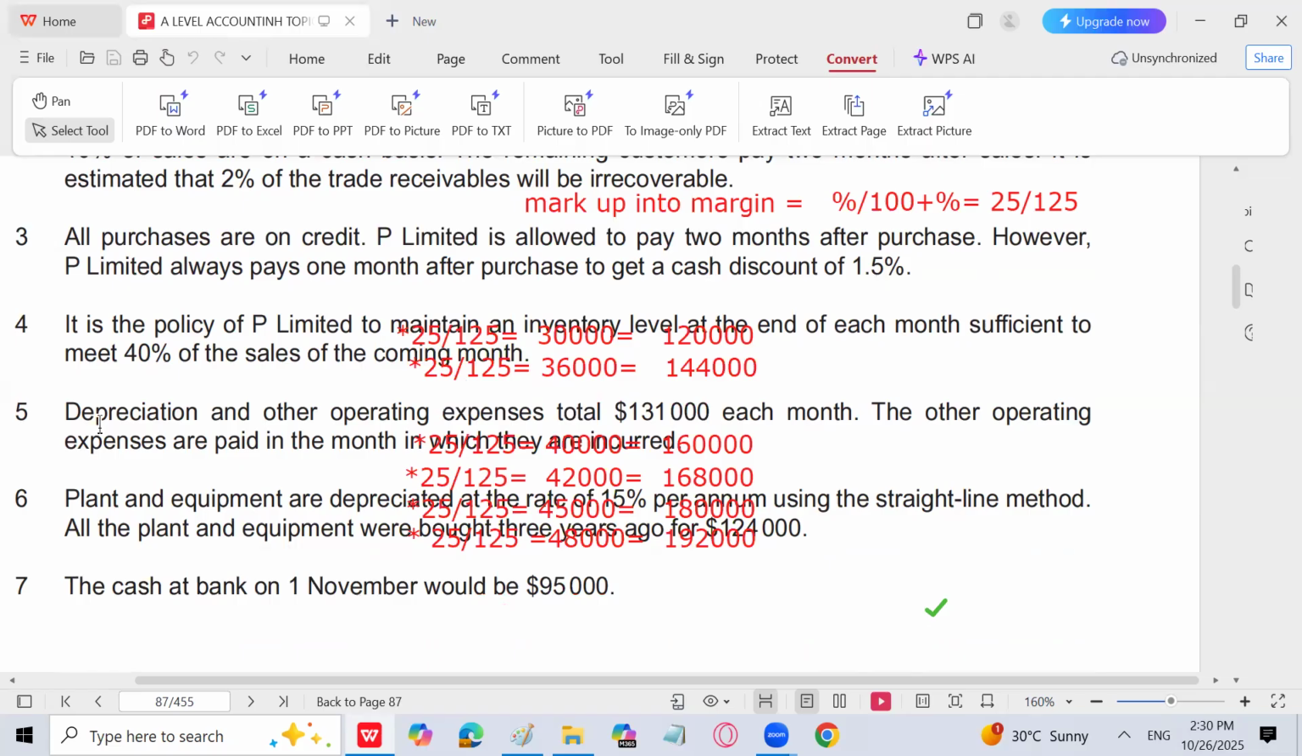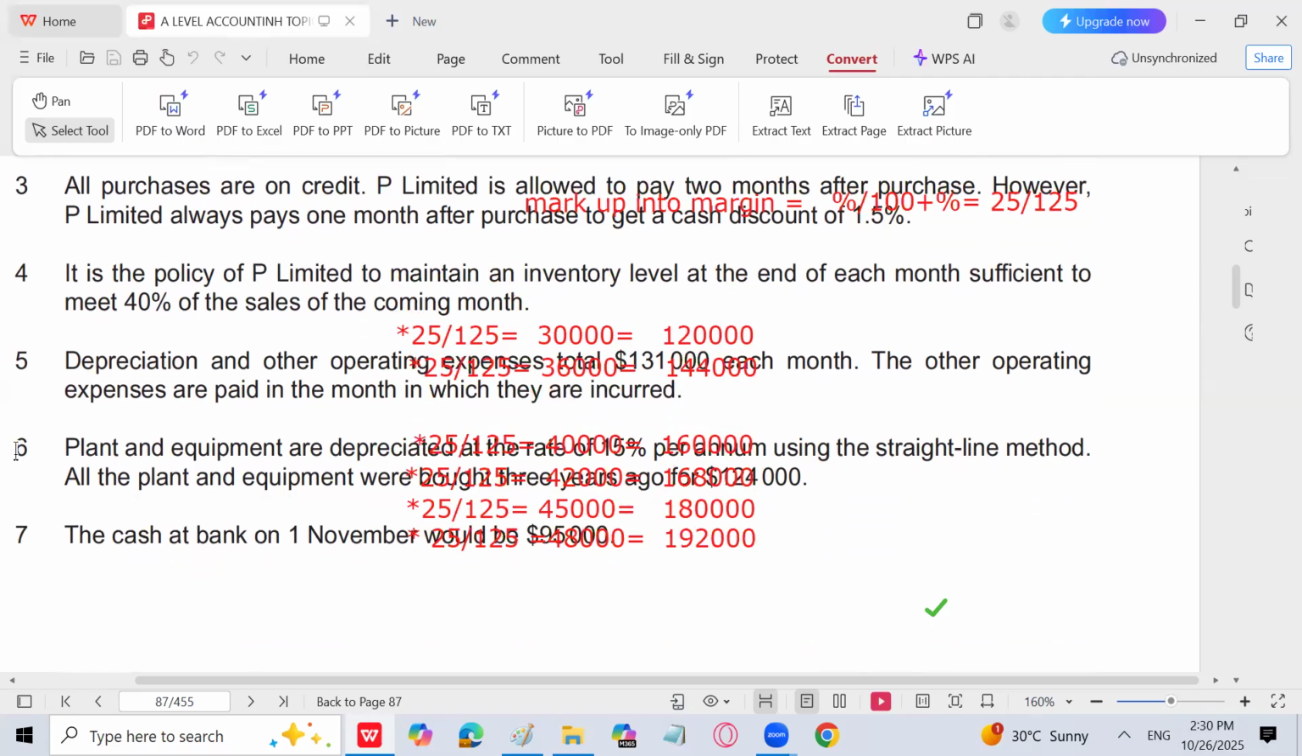But the problem is this, which is coming right in front of you. It is the policy of P Limited to maintain an inventory level at the end of each month sufficient to meet 40% of the sales of the coming month. That was 25% in our current question. But here, they have not written 40% of the sales volume of the current month. They have written 40% of the sales of the coming month. Beta, that is the same thing.